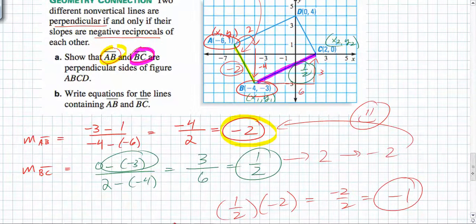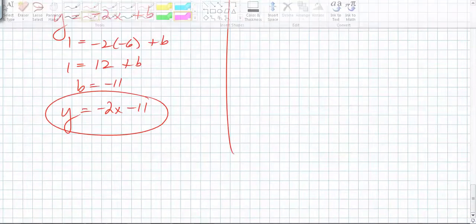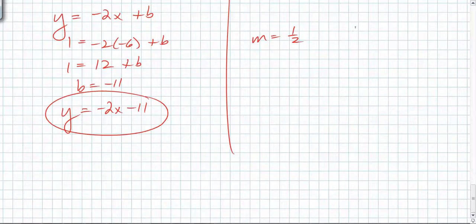The line through B and C has a slope of 1/2. Remember, it has a slope of 1/2. Which point do we want to use? Let's use 2, 0. So we know the slope is 1/2, and the point is 2, 0. So we're at y is equal to 1/2 x plus b. We know it's 1/2 because that's what the slope is.